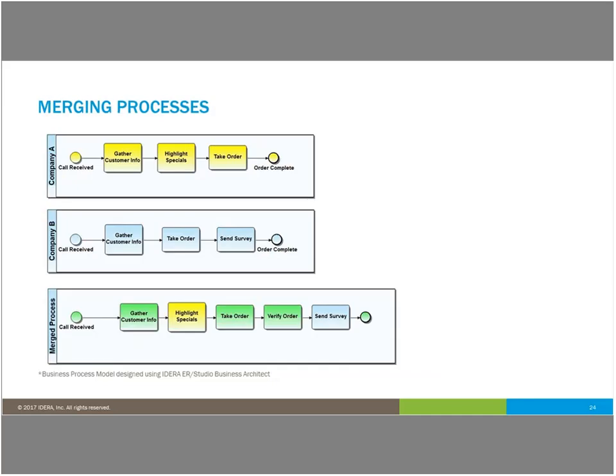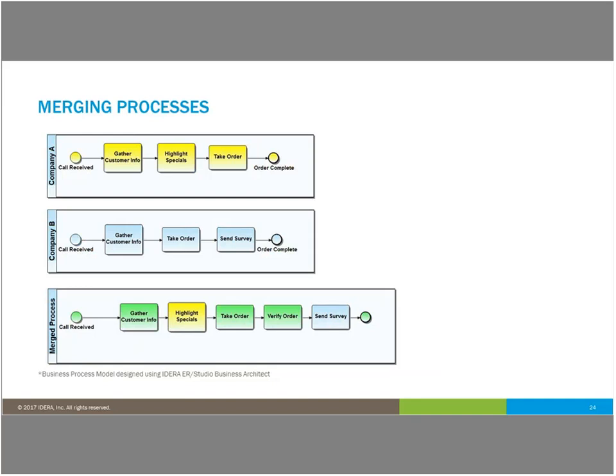Another case when you're identifying those redundant processes is when you're merging processes. In this case, I've talked about two different companies perhaps coming together and becoming a merged company. In company A, they say, okay, I've got my call that's come in, I've gathered my customer info, I've highlighted my specials, and I take my order. Versus company B, they gather the customer info, they take the order, but they also send a survey.